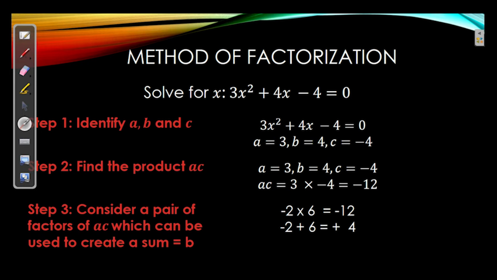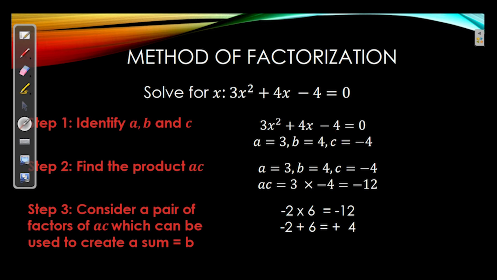In order for us to begin our process of factorization, notice that we must be able to recognize the coefficients of x squared and x respectively, as well as our constant. Here we list out the values of a, b, and c as per the equation that we were given. So we have a as 3, b as positive 4, and c as minus 4.